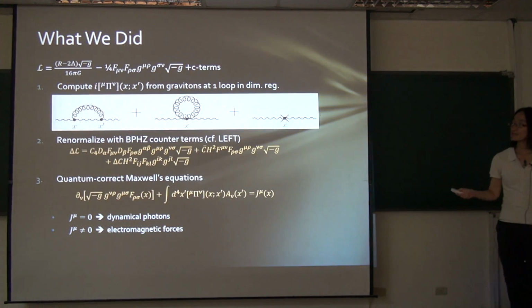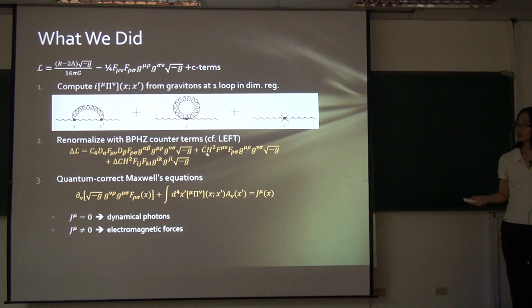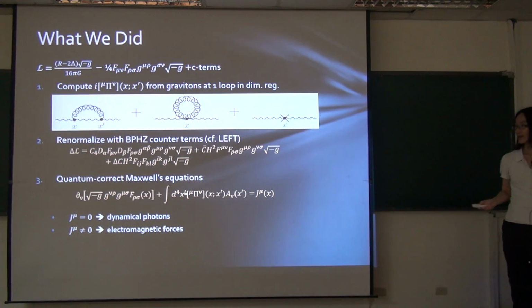So after you get the vacuum polarization, how do you know the photon behavior changed? The way you do it is to quantum correct the Maxwell equation. This is a classical term, and this is the extra piece from the effective action. So you solve this perturbatively. At zeroth order, this is zero, and you get the zeroth order gauge potential. Then you get the next order by integrating the zeroth order against this vacuum polarization. Then you get the first order.